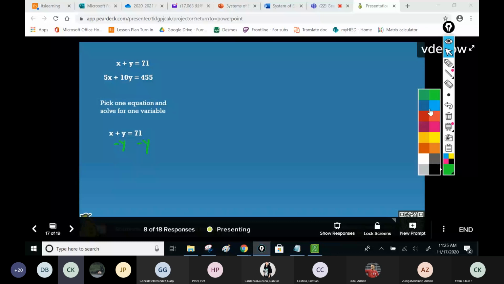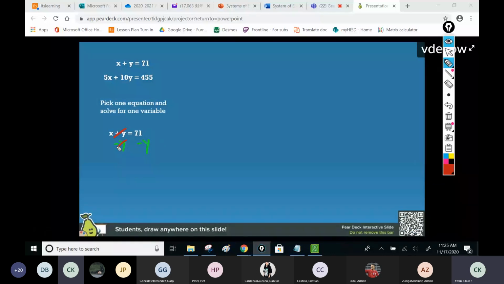Look at my screen. So you minus y on the left, minus y on the right. And then the plus y and the minus y, they cancel out. So x equals 71 minus y. So you got the left side, that's the right side, all right? And the equal sign is what splits them into the left and the right. So you take the y away, minus y on the left, minus y on the right. And then the plus y and minus y, they cancel out. So x equals.